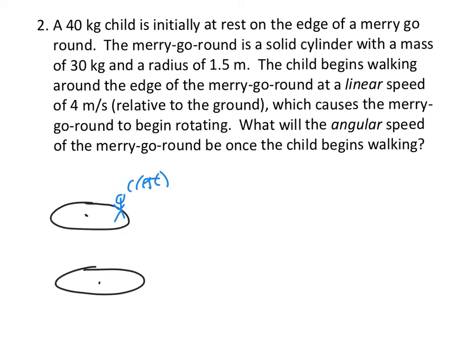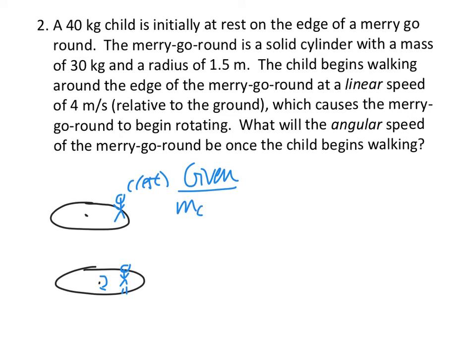The child then begins walking. Trying to draw this kind of a top view, but not really. So let's say they're now walking along the edge of the merry-go-round, and it's going to start spinning. Okay, so given information.